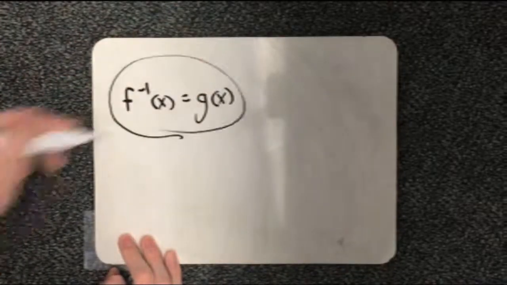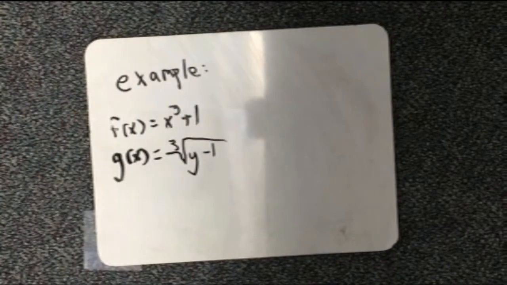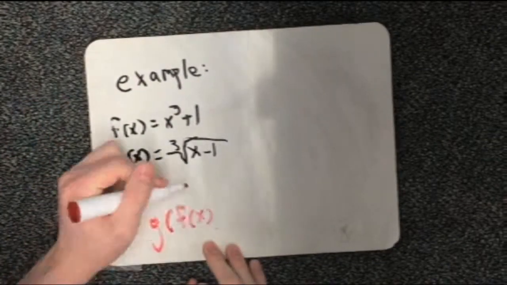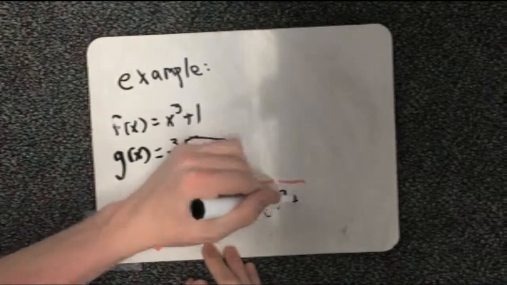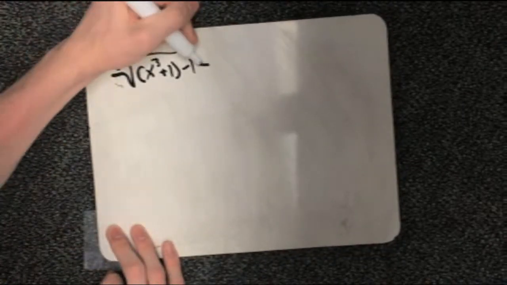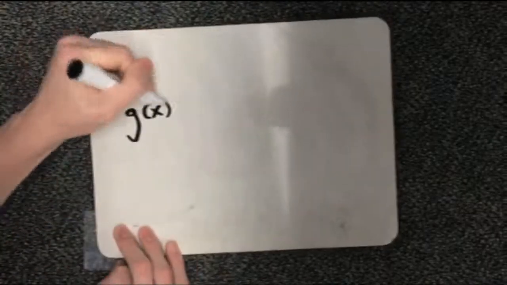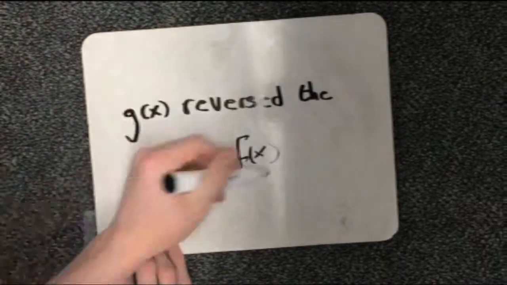The inverse of f of x can also be written as g of x. In this example, f of x equals x to the third plus 1, and g of x equals the cube root of x minus 1. This shows that the inverse can be reversed by the original function when f of x is substituted for x, and it undoes the entire equation, making it x.